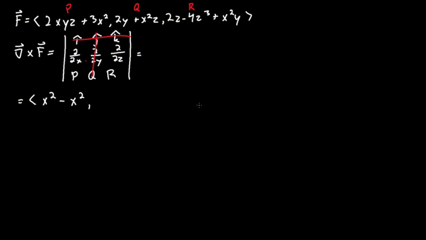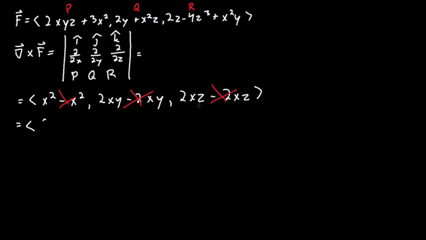Next, we find the determinant of this matrix, because we're solving for the j hat component of our vector field. So we find the z partial of p. The z partial of p is 2xy, and the x partial of r is 2xy minus 2xy. You can kind of already see where this is going. And so we're solving for the k hat component, so we're solving for the determinant of this matrix. The x partial of q is 2xz, and the y partial of p is just 2xz. Therefore, all these cancel out, just a subtraction of themselves. So you get the zero vector.